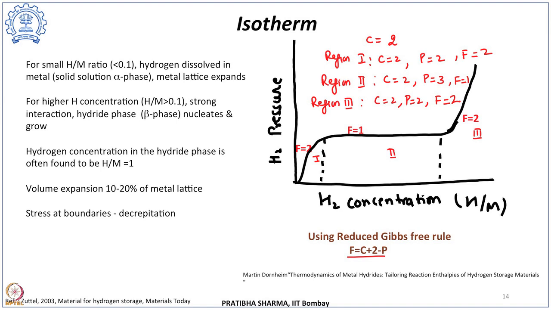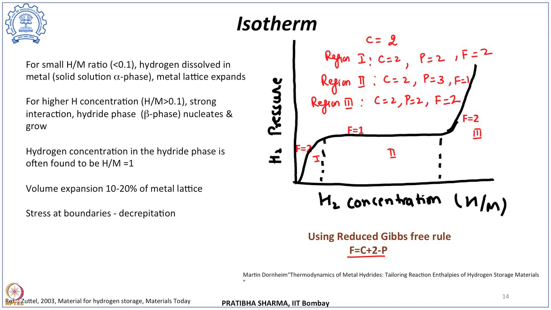Now what happens is, when we have a low amount of hydrogen in the beginning, a smaller hydrogen to metal ratio, say less than 0.1, the hydrogen gets dissolved into the metal, and this is an exothermic process. It forms a solid solution, which is known as the alpha phase. In this process, the metal expands. As I mentioned, the expansion is about 2 to 3 angstrom cube per hydrogen atom.